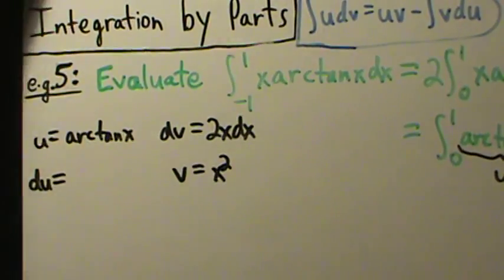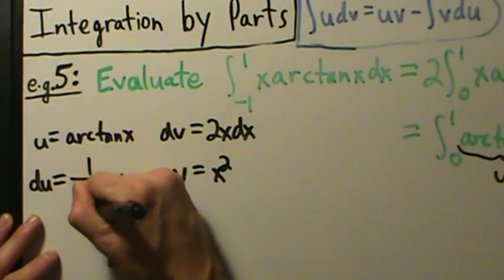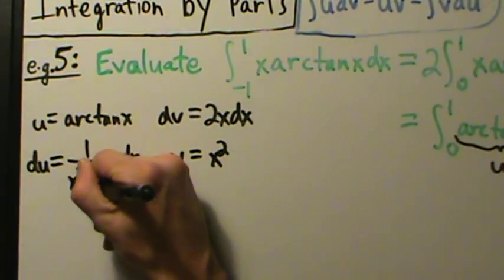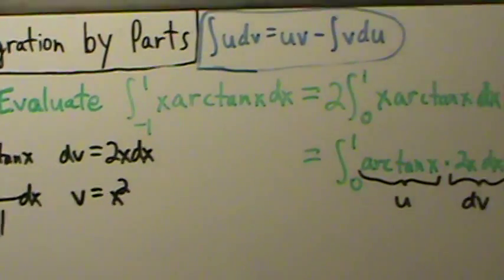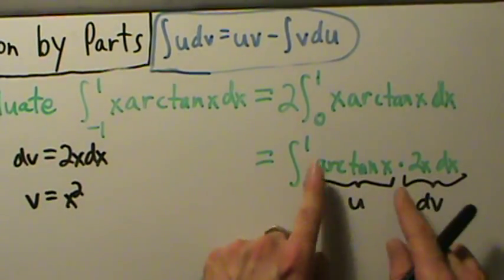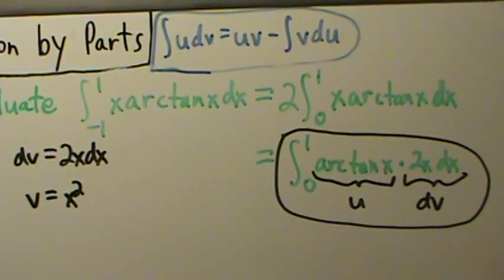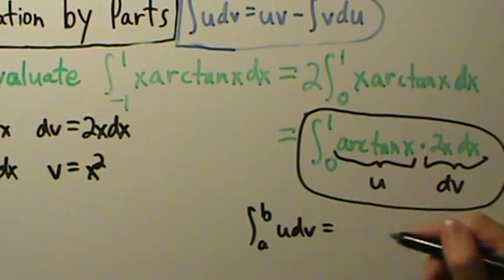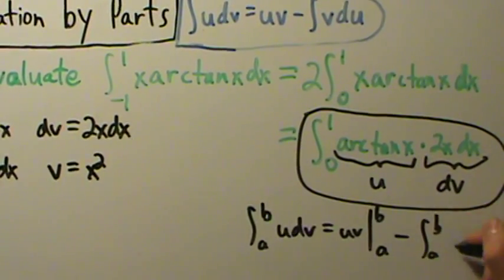Continuing, if u is the arctan of x, then du is 1 over x squared plus 1 dx. Now let's toss everything together. We're going to use this formula. Remember, when we do integration by parts with a definite integral, which is the integral we're doing here, it's the integral from a to b of u dv equals uv evaluated from a to b minus the integral from a to b of v du.